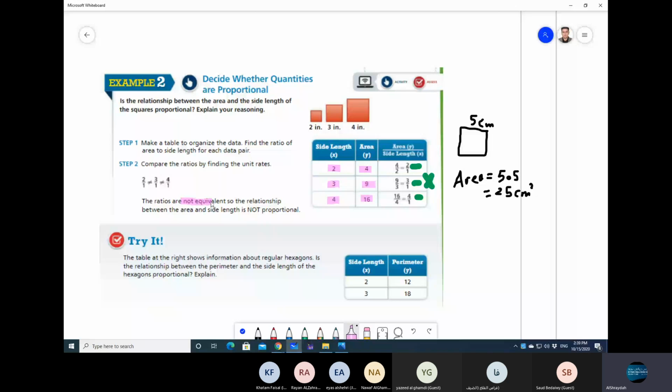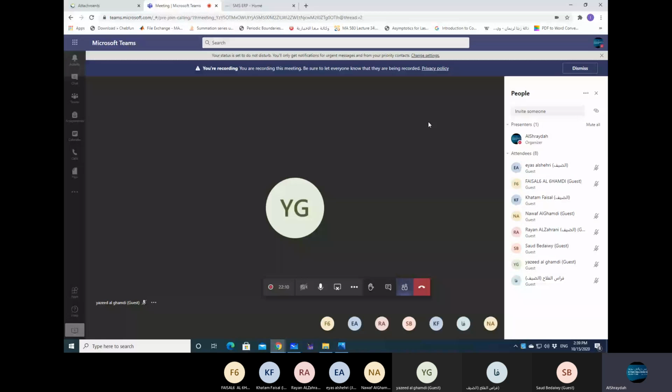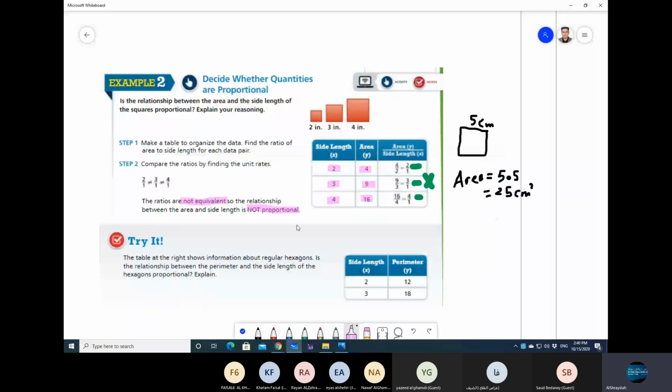If they are not equivalent, we can say that the relationship between the area and the side length is not proportional. You understand it? Do you have any question about it, please? Okay, let's continue. So here we can say that the ratios are not equivalent, so the relationship between the area and the side length is not proportional.